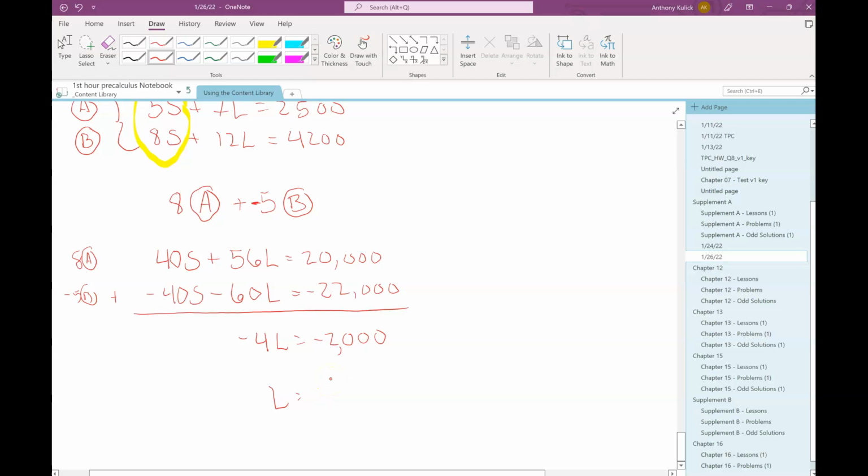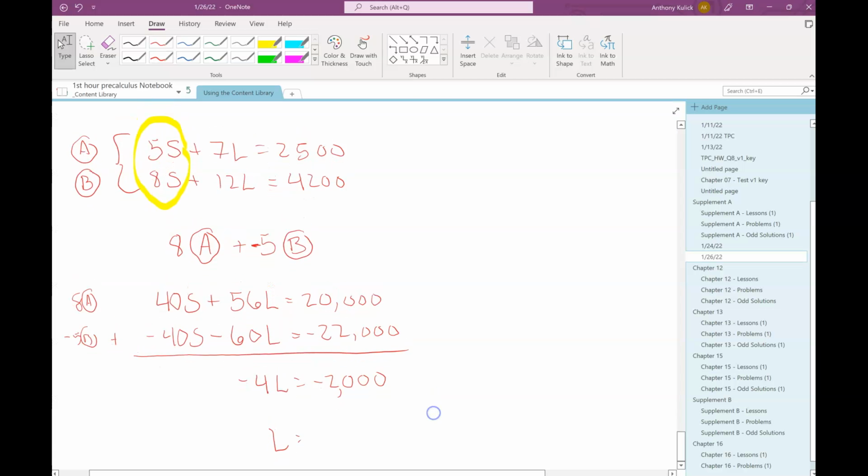No. Where did I goof that? Let me just double check my arithmetic real quick. I did all that multiplying in my head, and now I'm second guessing myself. Ah, there we go. 21. So L is 250.